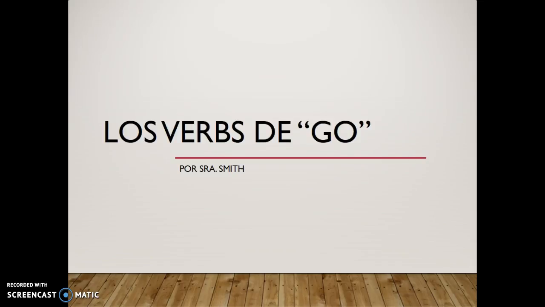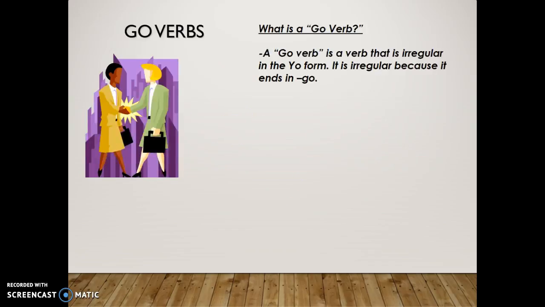There's two different things we're going to talk about in regards to this video: go verbs and present progressive. So right now we're going to learn about go verbs. Okay, so what is a go verb? A go verb is a verb that is irregular in the yo form. It's irregular because it ends in go. So let's take a look at some examples, okay?